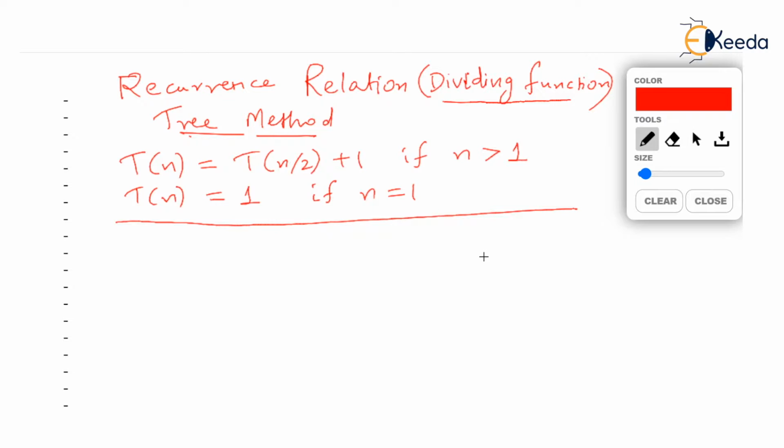Now, I have taken the recurrence relation which we already saw in the previous videos. T(n) is T(n/2) plus 1 if n is greater than 1, but T(n) is 1 if n is equal to 1. Now we would like to solve this. Solve this means we would like to find time complexity using this recurrence relation. So what would be the time complexity? We have already found this using substitution method. Let's see using tree method how we do this.